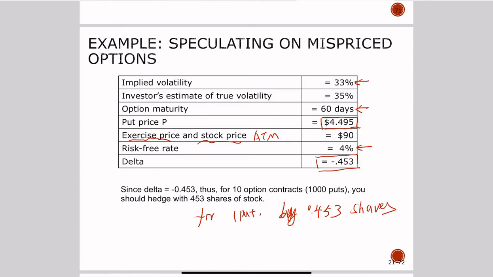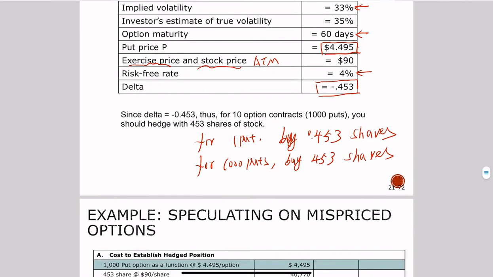Now, we don't want this 0.453 shares. So let's say we want to think about 1,000 puts. Now, if you have 1,000 puts, then by the same reasoning, you will want to buy 453 shares. And you can verify that using this portfolio, you're hedged against price movement, right?